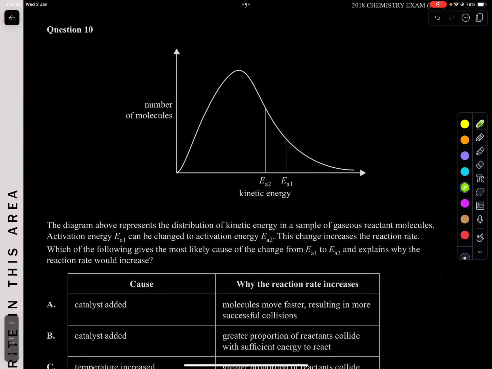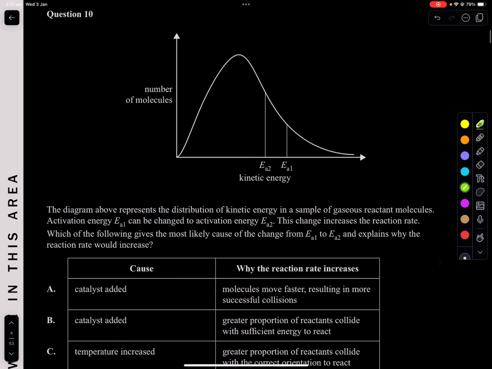Question 10. The diagram above represents the distribution of kinetic energies in a sample of gaseous reactant molecules. Activation energy, this one, can be changed to this activation energy. This change increases the reaction rate. Which of the following gives the most likely cause of the change from E1 to E2 and explains why the reaction rate would increase? So let's look at here.